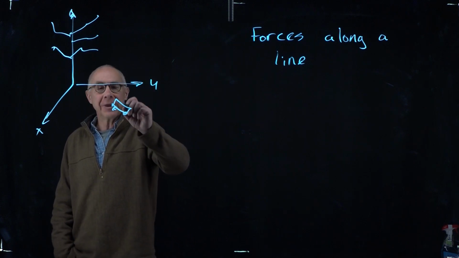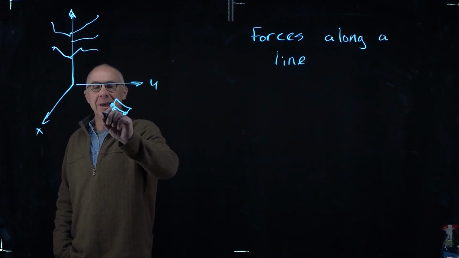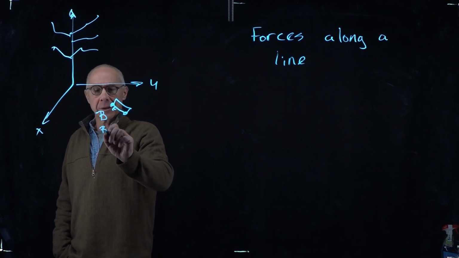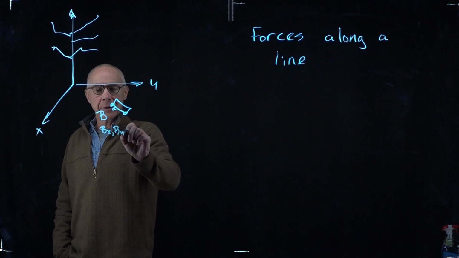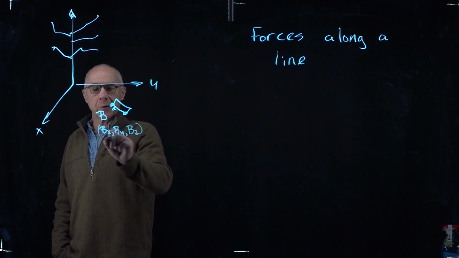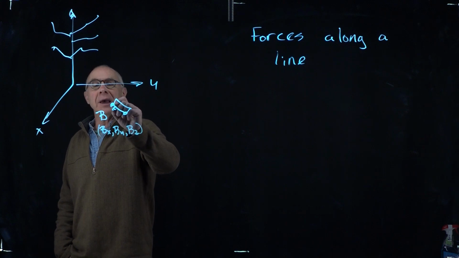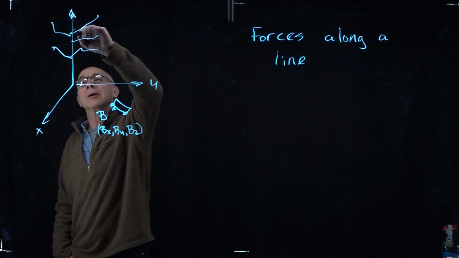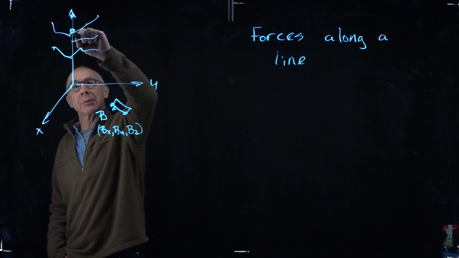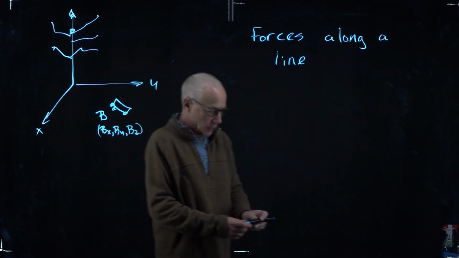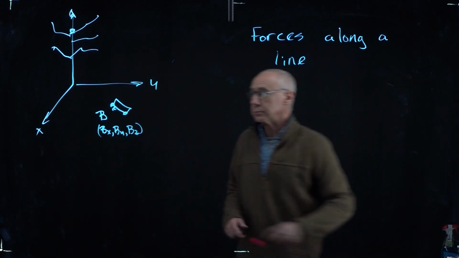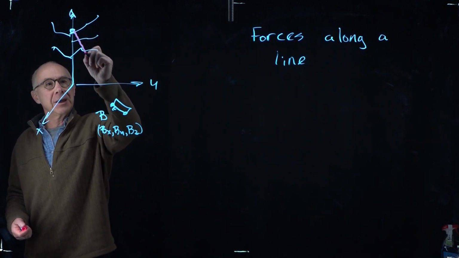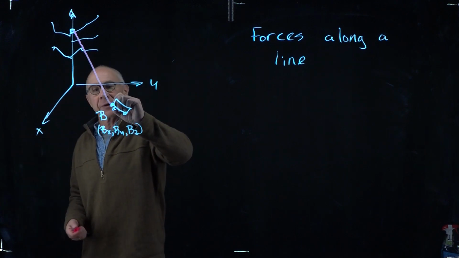And we're going to call this point B, where we attach a cable, and it'll have coordinates of bx, by, bz. In this case, bz would of course be 0. And we have a cable that goes from B to A. Somewhere here on the tree, they've attached a cable. Let's draw this in pink. And here's our vector going from A to B.